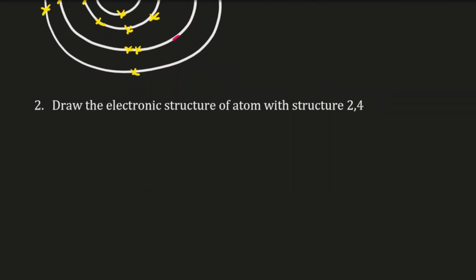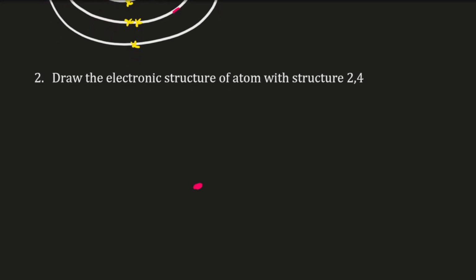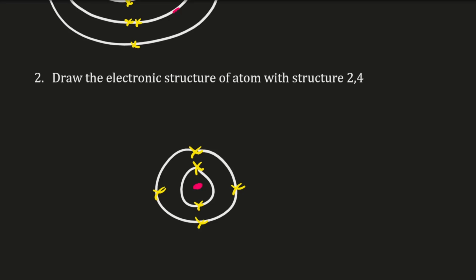Second question, draw the electronic structure of an atom with structure 2, 4. Again, we'll draw our nucleus, and we know we need 2 shells. So let's draw the 2 shells out like that. In the innermost shell we have 2, and on the outermost shell we have 4. So 1, 2, 3, 4. And that is the structure of that one.